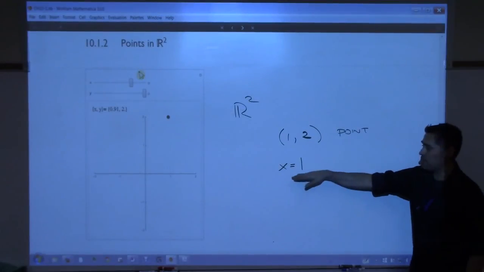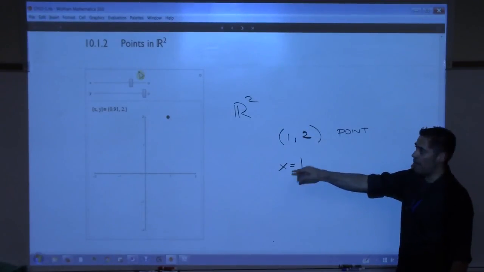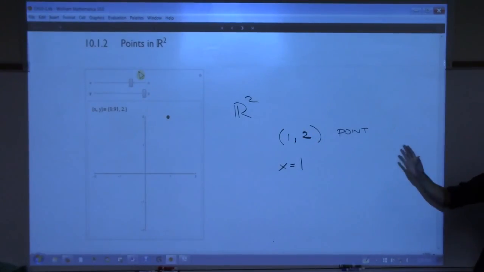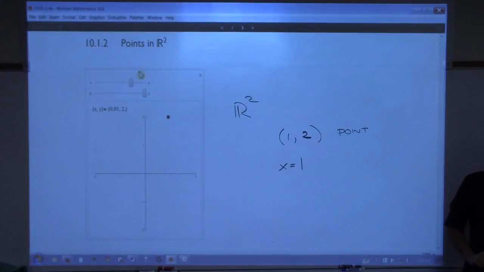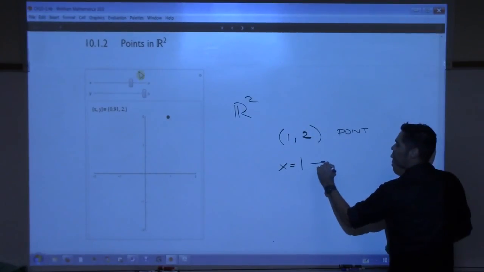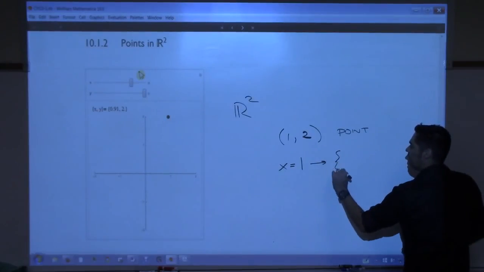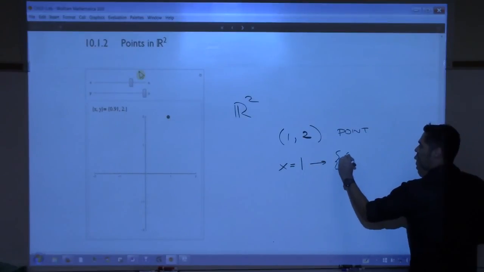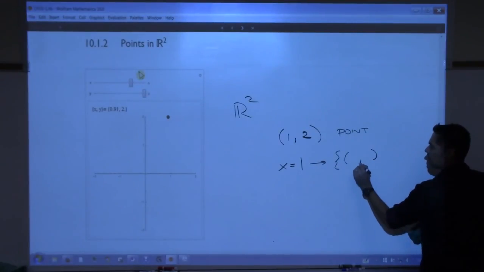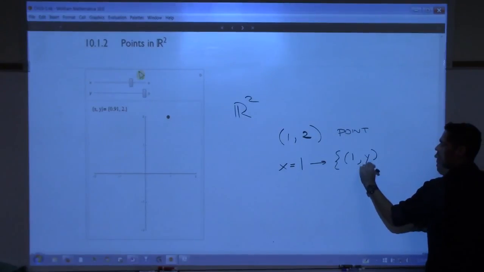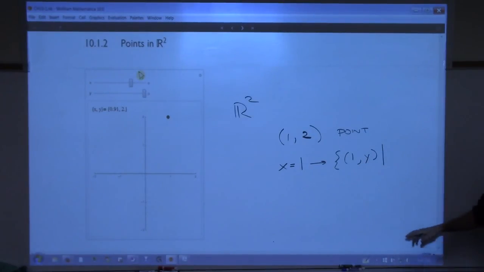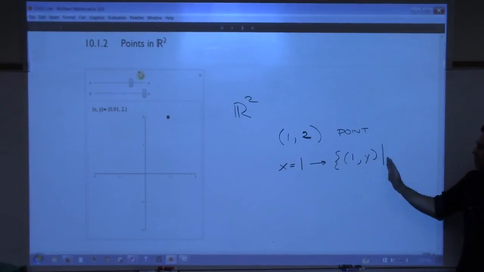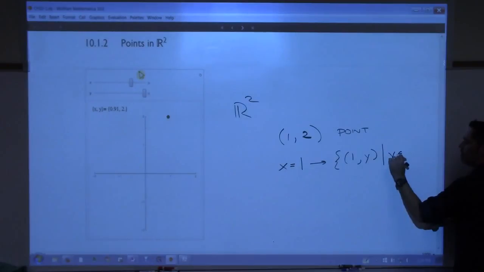In R1, this is a point, right? But in R2, x being 1 means it can be any point in this space as long as the x-coordinate is 1. So this would include the set of all points that have an x-coordinate of 1. So it's the set of all ordered pairs such that x is 1. Have you all seen this notation before? The set of all ordered pairs (1, y) such that y is an element of R.